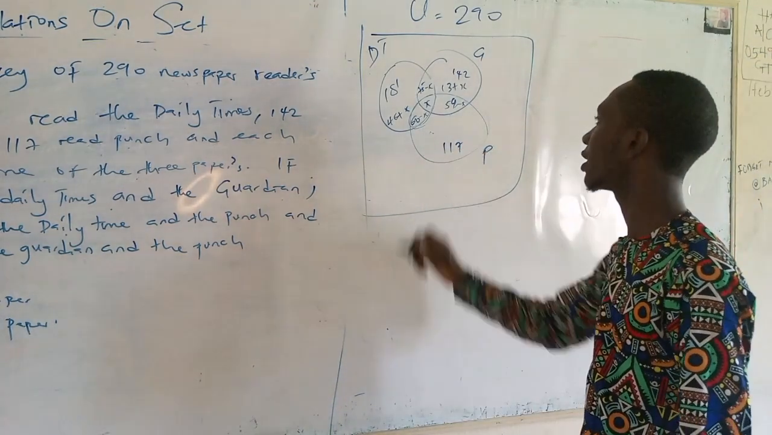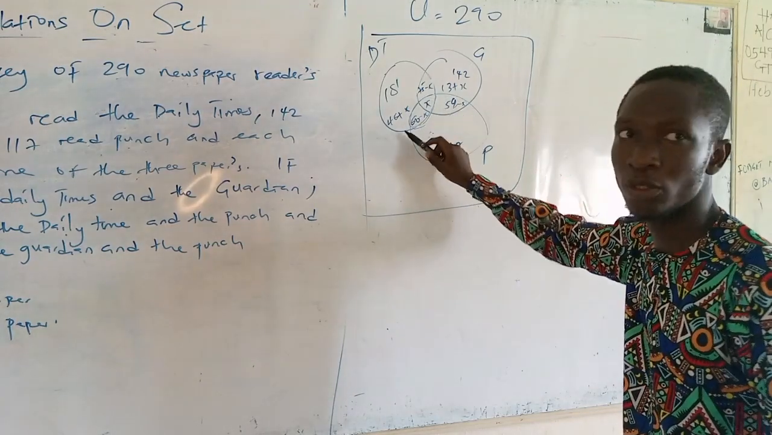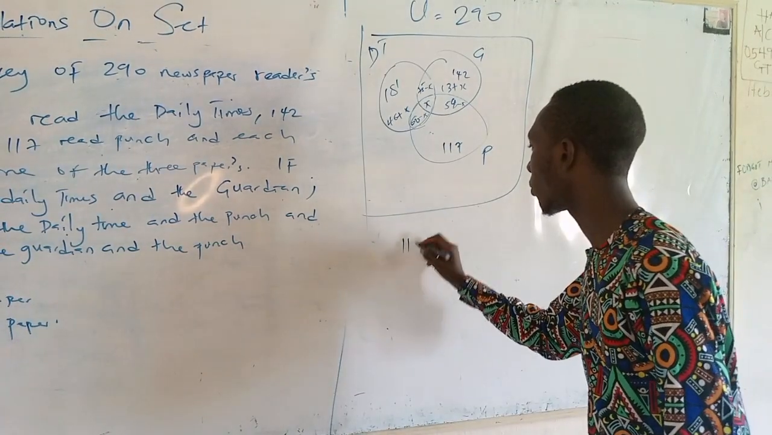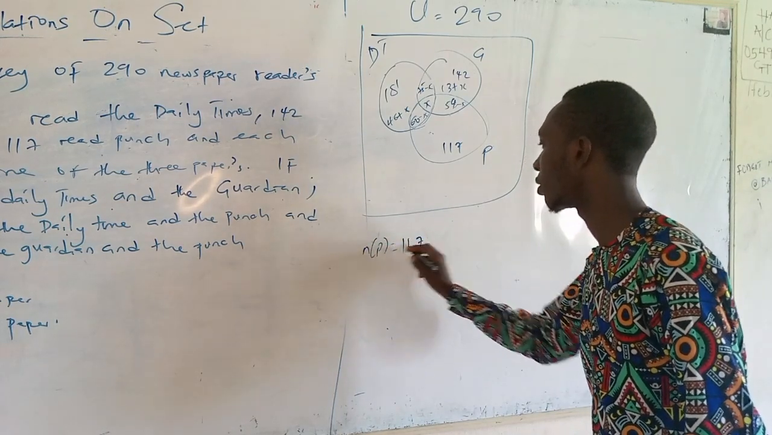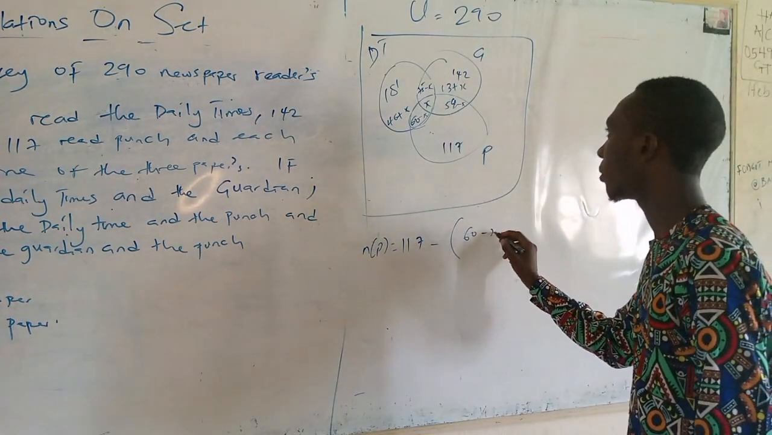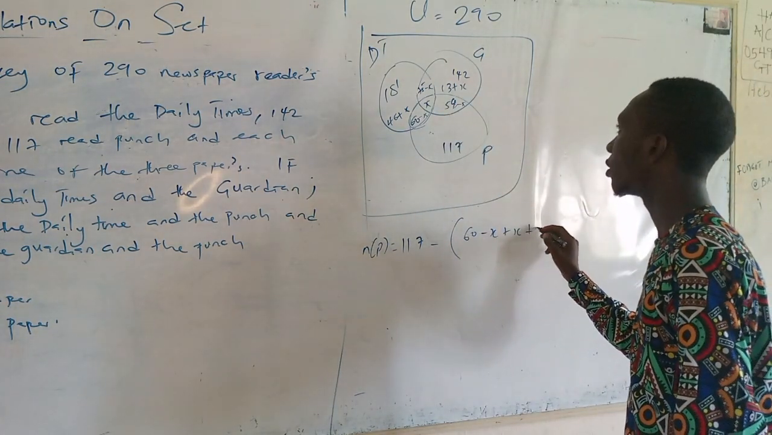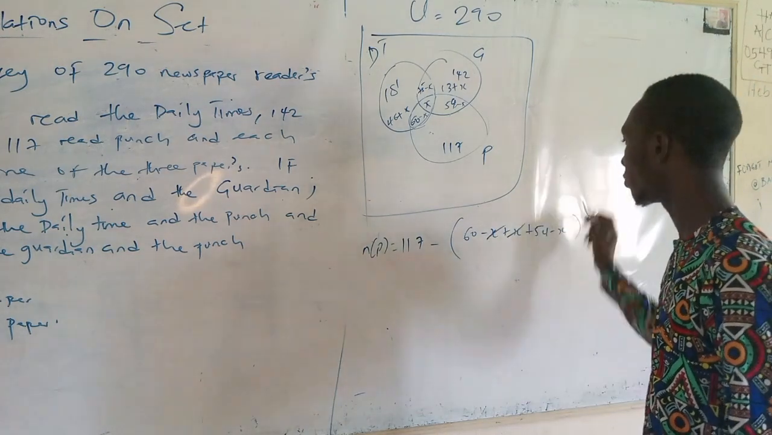Now for punch, it's 130. What is cutting from punch? See all these values are the ones cutting from what? Punch. So it becomes 117 for punch. Minus, now add everything cutting out from it. Minus x plus 54 minus x. So minus x cancels plus x.